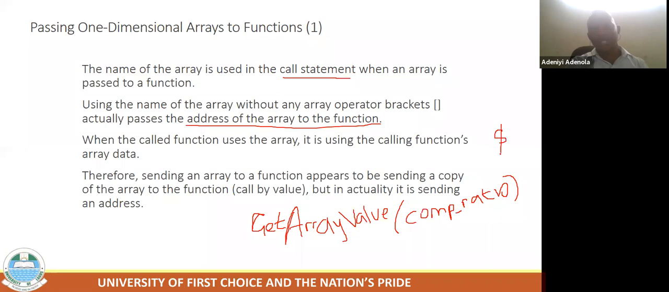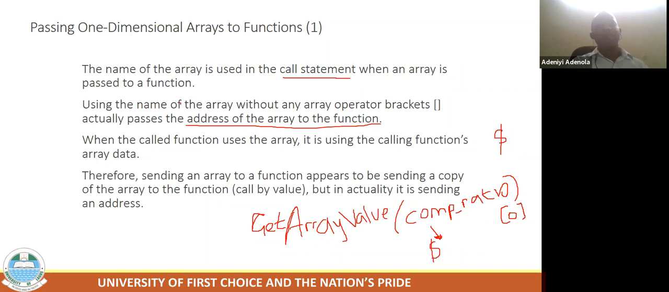A hexadecimal address. True. So invariably, you would think this is a call by value because you are just passing a variable name. You think it's a call by value, but actually it is call by reference. We are passing an address. So that's what I want you to note. What address are we passing? The address of the 0th element.